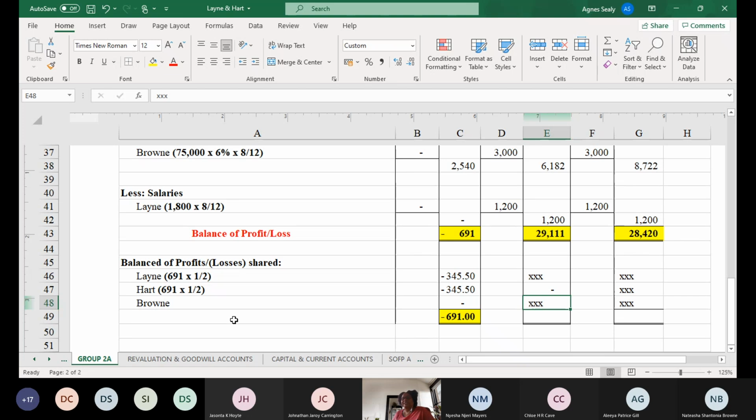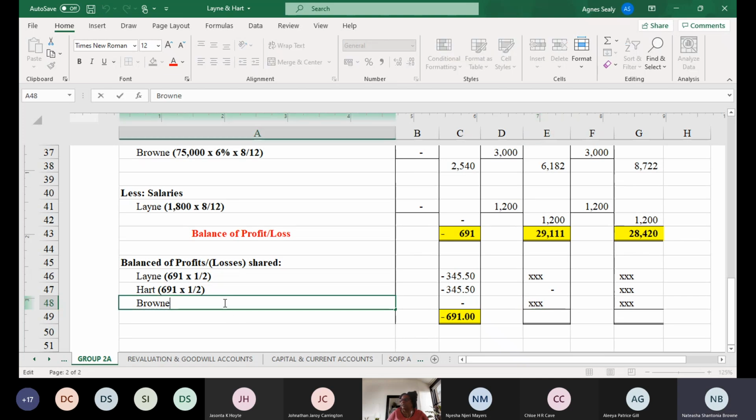So what should Brown receive as a minimum for the 8 months that she was there? Somebody tell me. 16,000. Yes, it's 16,000. So the minimum that Brown is supposed to get is 24,000 times 8 on 12, which is $16,000.